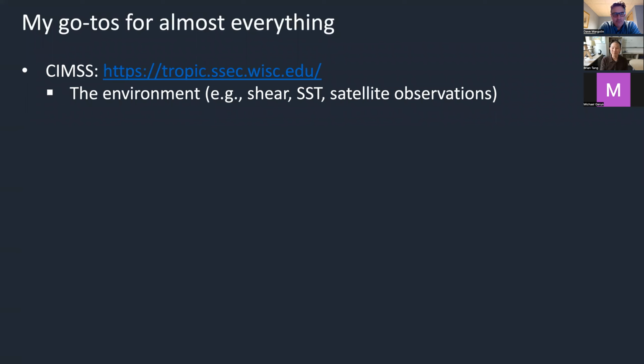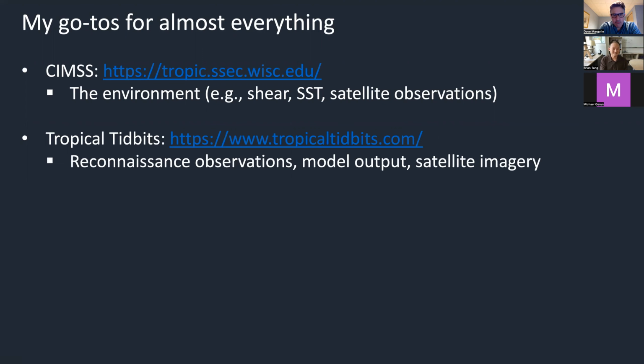So my go-tos for almost everything, formation, track, intensity, other variables, the SIMS page, this has been around for a while, operated from the University of Wisconsin, the SIMS group out there. And this is really good for looks at the environment, things like shear, things like the SST, and a lot of satellite observations that they incorporate into their products. It's a really valuable tool to get a broad-scale look, and also looks at the tropical cyclone itself.